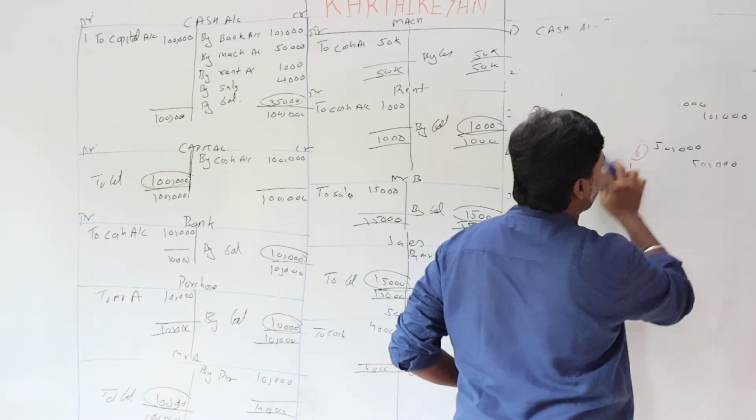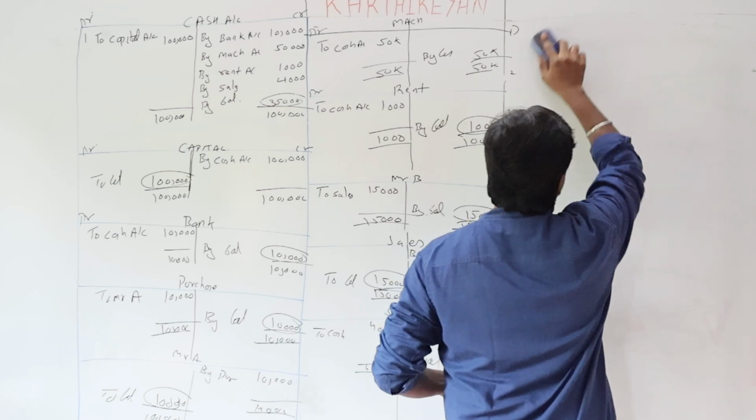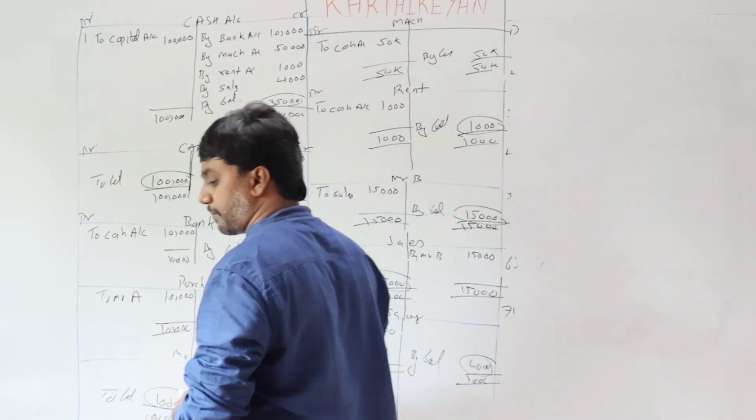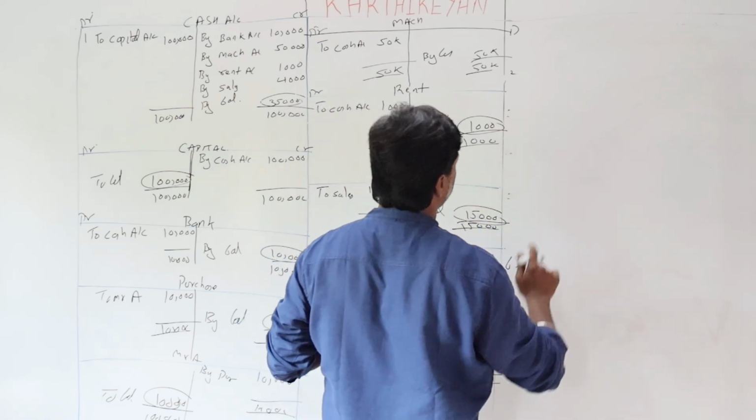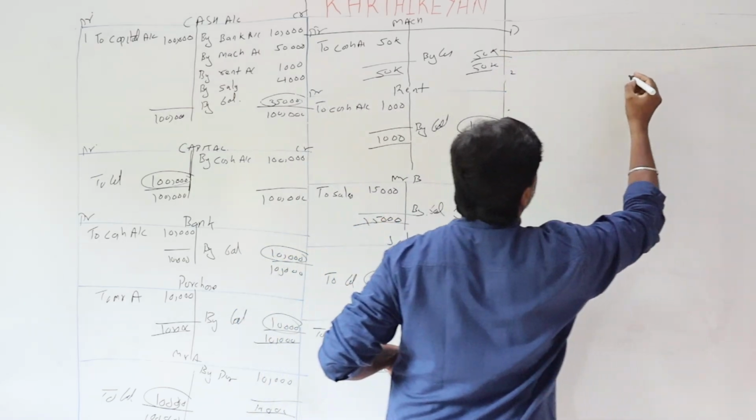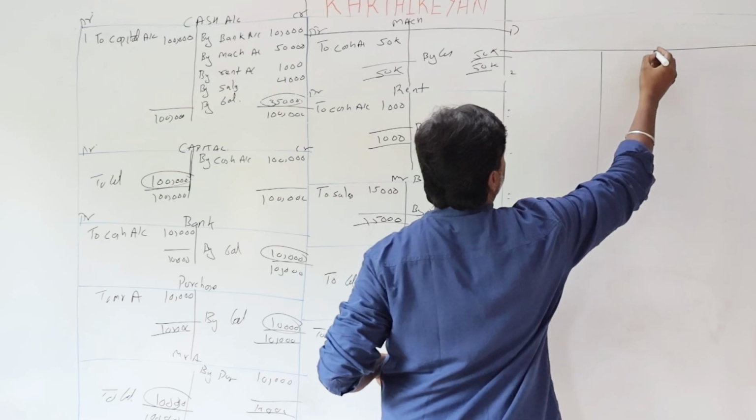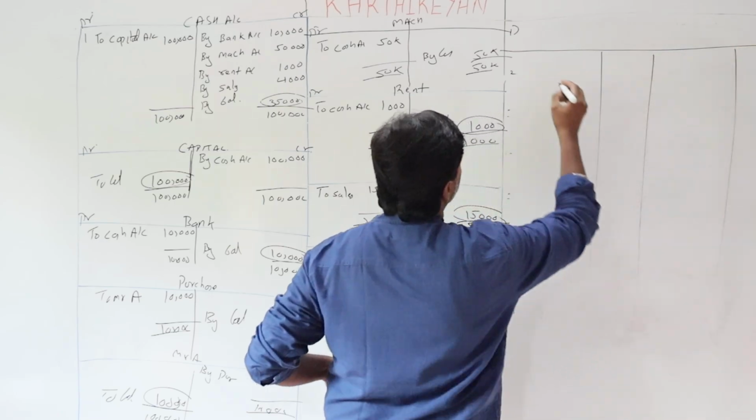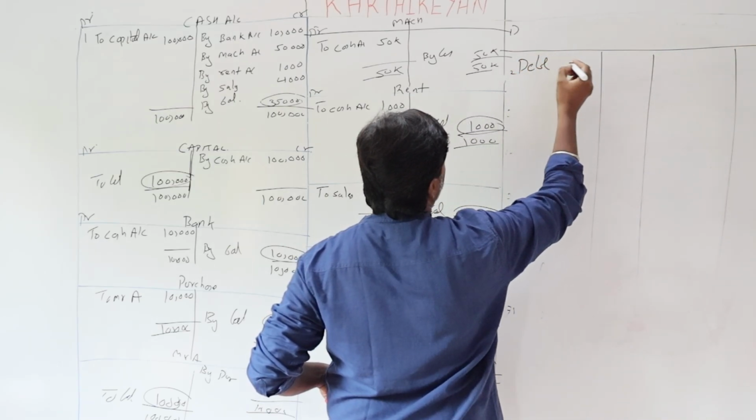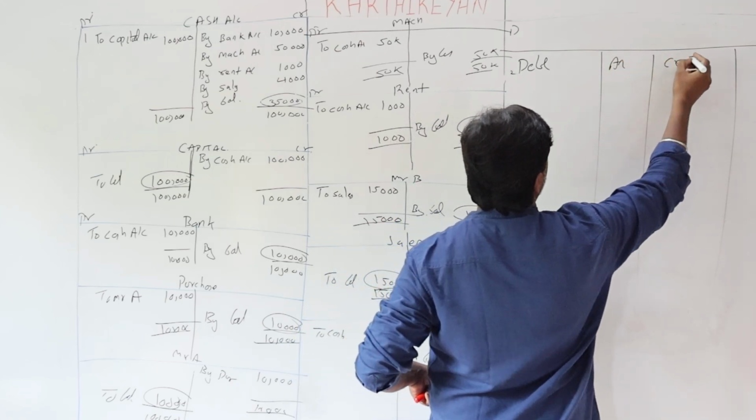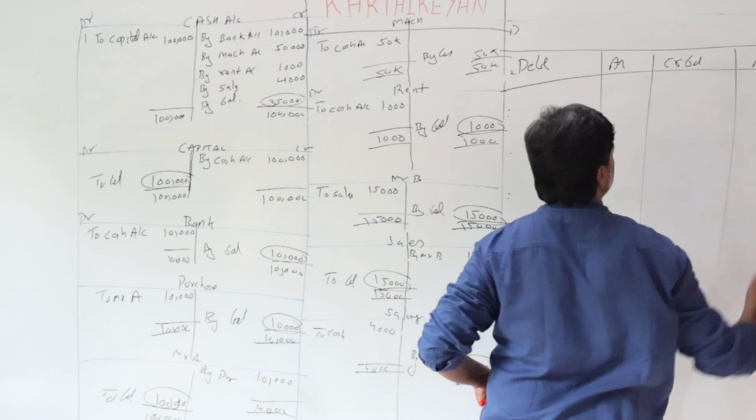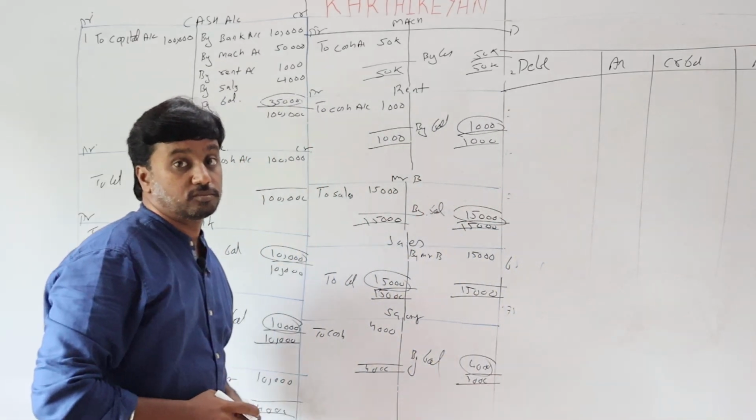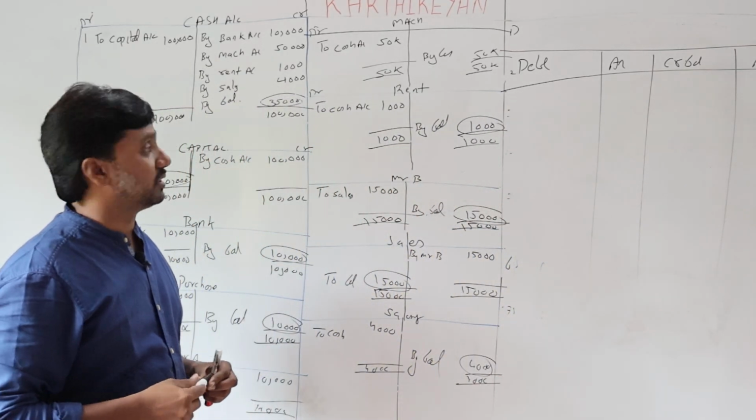Trial balance is again a T-shaped statement. There are two formats. You can have a T-shaped account or a statement format. I'll prepare a T-shape. Debit balance, amount, credit balances, amount. Now, debit and credit balances you have to understand.